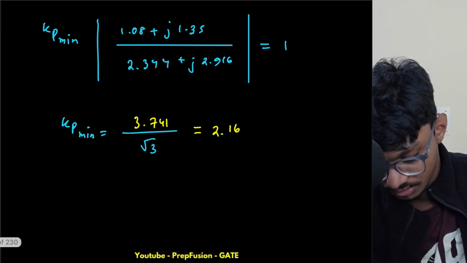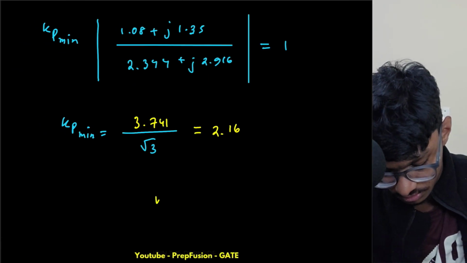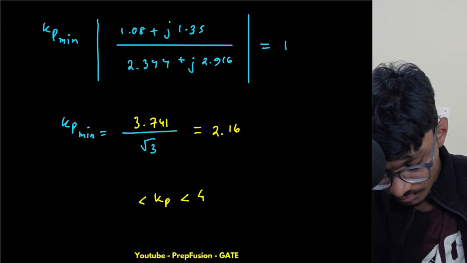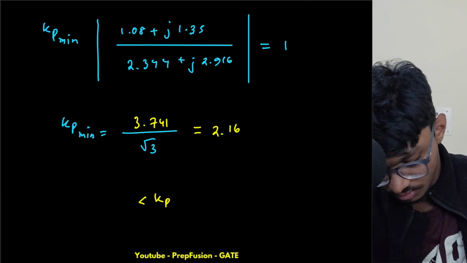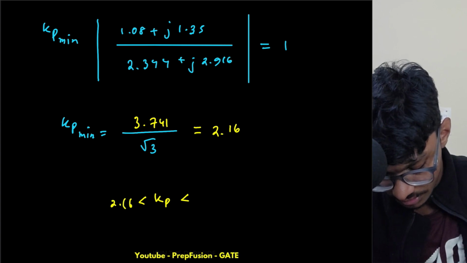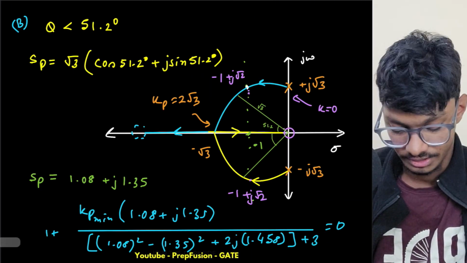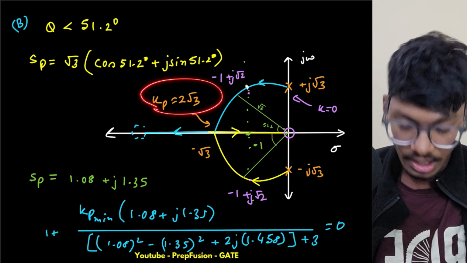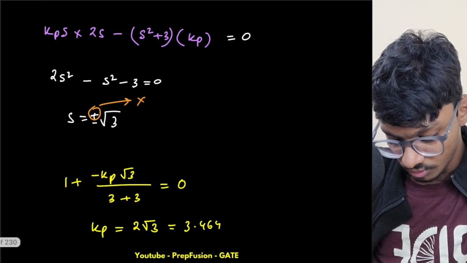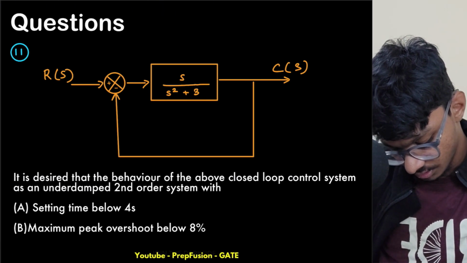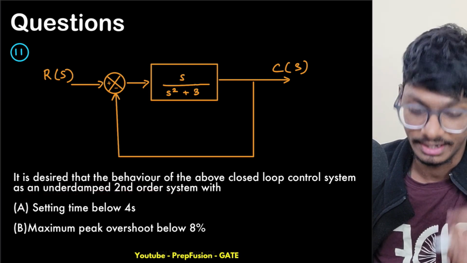So my Kp has to lie between 2.16 and this 4. Now one thing we missed out. Can you say what we missed out? We missed out that Kp can't be more than 2 root 3. Why? If Kp is more than 2 root 3, that means, here in the question they mentioned an underdamped second order system. Okay, this is very important, an underdamped second order system.